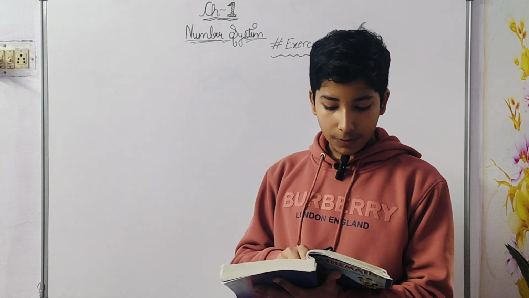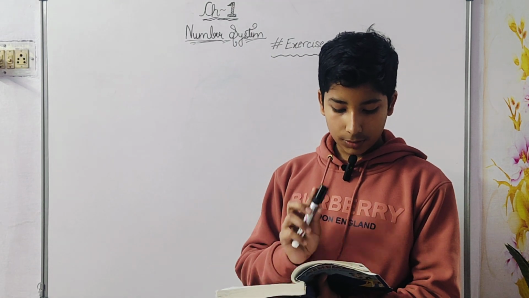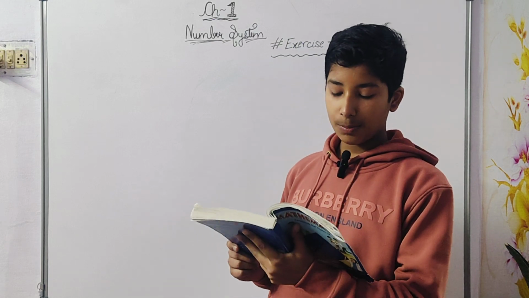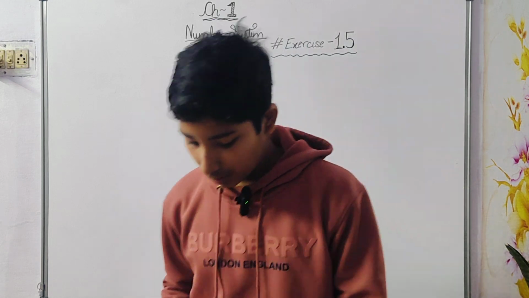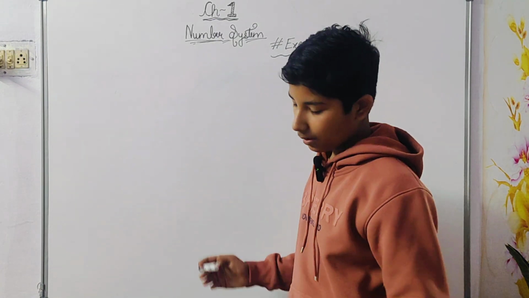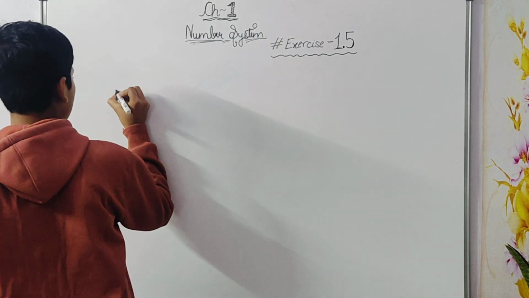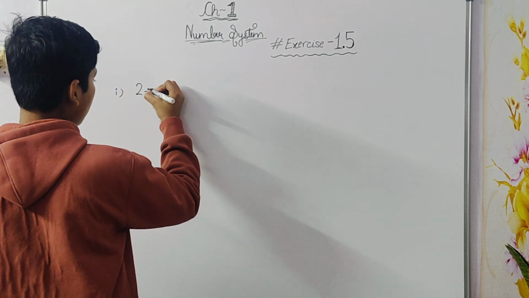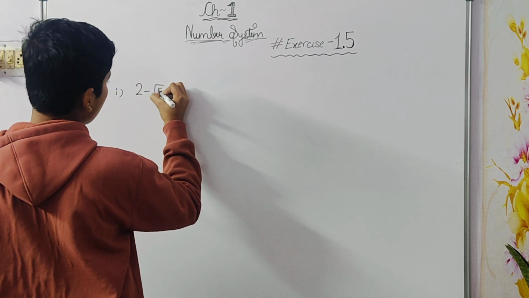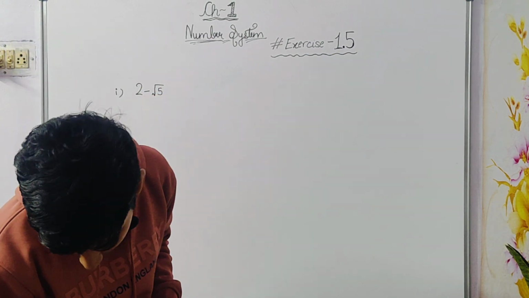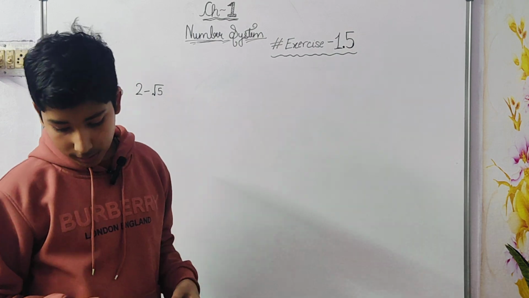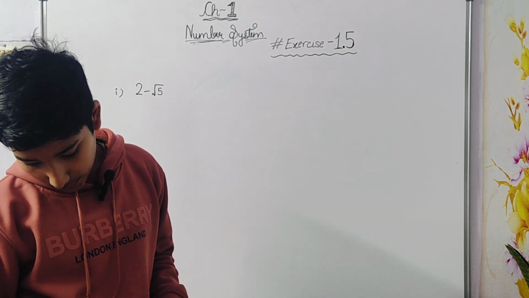It contains a total of 5 questions. Question 1, 2, 3, 4, and 5. So, firstly, we'll do question number 1. Question number 1 has 5 subparts. Number 1 is 2 minus root 5. So we have to tell is it rational or irrational. Let me write all of them.